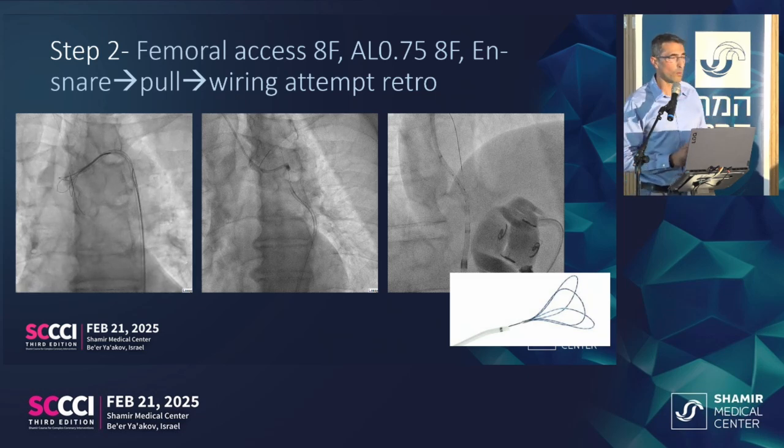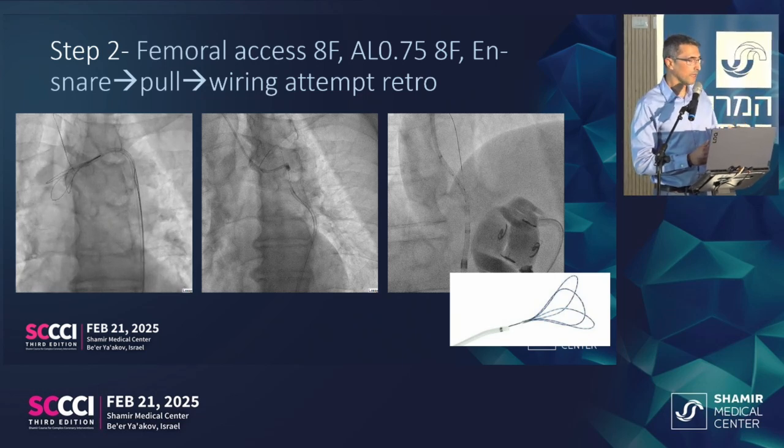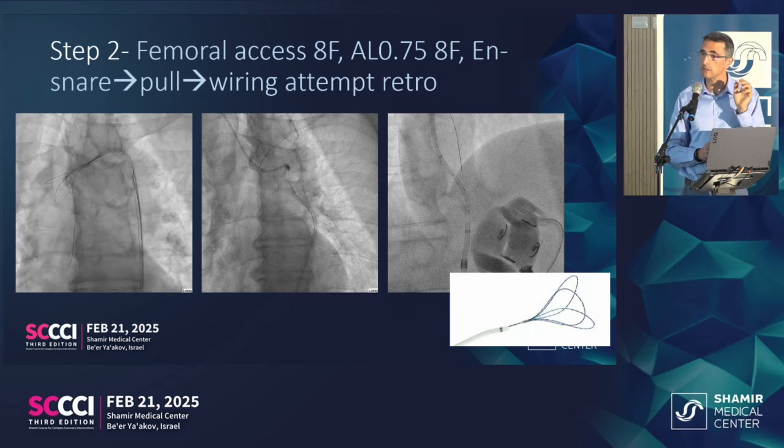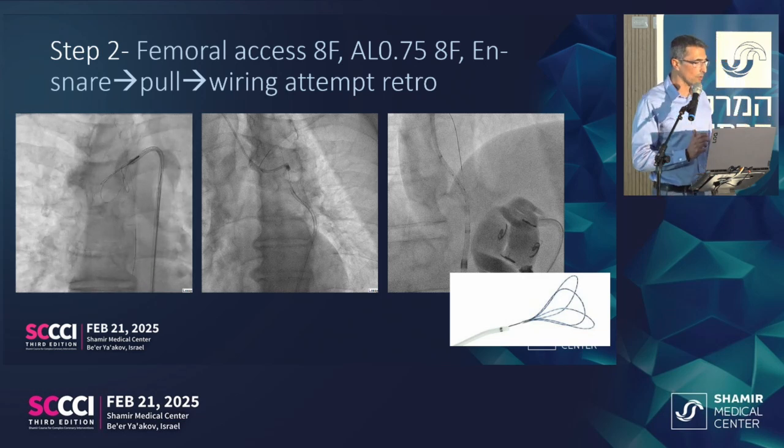So this is where we pulled the catheter backwards. We were able to snare the distal part of the wire, and remember that the balloon is still inflated. So the whole assembly is secured. The stent will not go further.